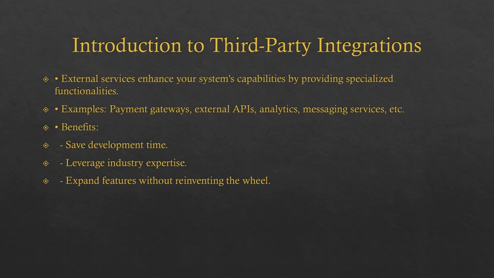External services significantly enhance the capabilities of our system by providing specialized functionalities that would otherwise require substantial development effort. Common examples include payment gateways like PayPal or Stripe, external APIs such as weather or social media APIs, and services like messaging or authentication providers. By using third-party services, we save time, leverage industry expertise, and expand our system's features without reinventing the wheel.